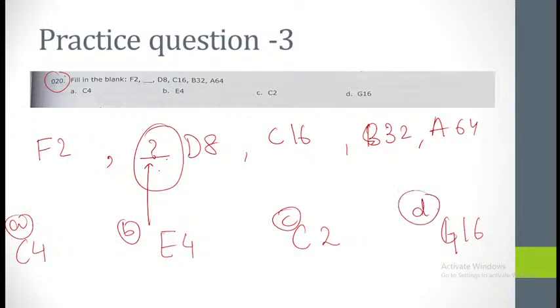Everyone quickly mark the answers for this particular question, and make sure that you are participating in these types of questions, because they would help you to understand the concepts properly.